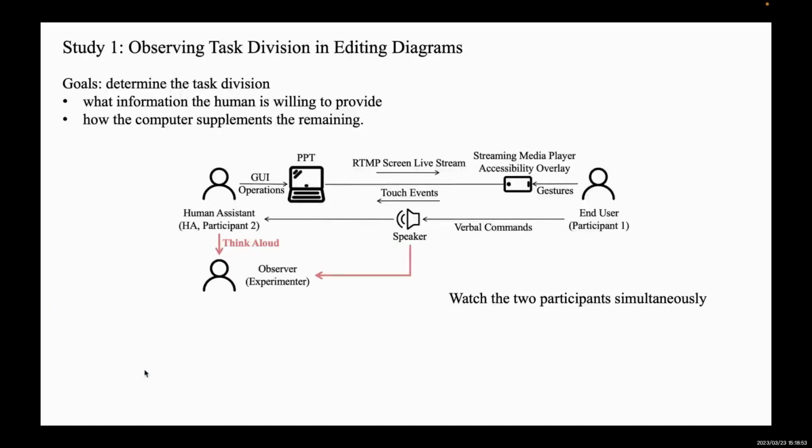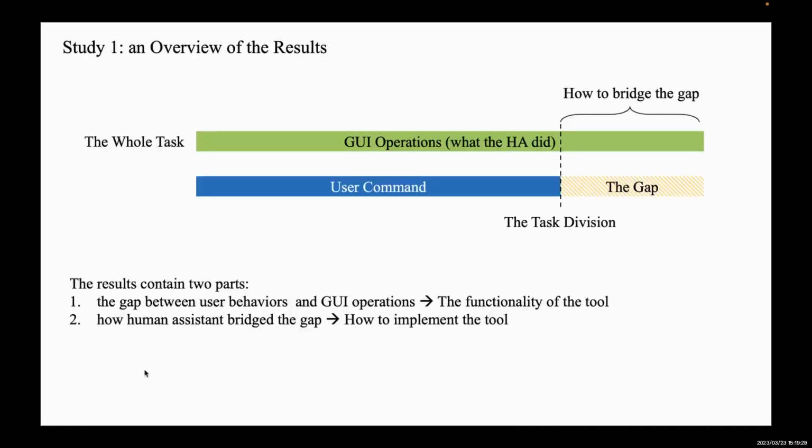devices. We first conducted a user behavior observation experiment to determine the specific task division between humans and computers. In the experiment, one participant acted as the end user and the other acted as a human assistant. The end user gave multimodal conceptual diagram editing instructions to the human assistant, who tried their best to execute the instructions. The experimenters observed both participants' behavior. The human assistant's operations were all the tasks that needed to be performed, while the user's instructions only covered a small part of them. The computer needed to fill the gap between the user's instructions and the GUI operations. Besides, we analyzed how the human assistant bridged the gap to determine how to implement the CET's functionality.